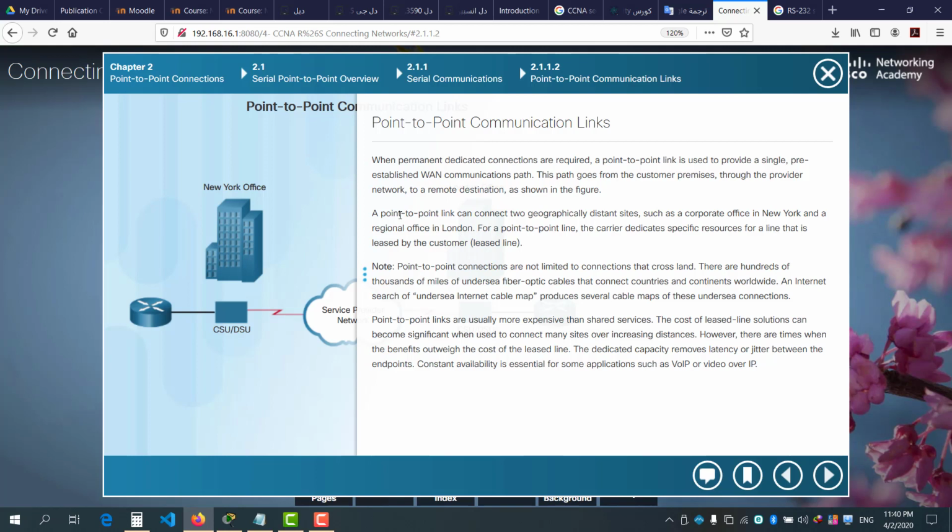What is the focus here in this slide? It is not a must that we use this line to make the point-to-point connection. We can use fiber optics, because we have a lot of different cables that can be used, especially fiber optics in the main lines. If you want to see the map, you can copy this statement, the undersea internet cable map, and search on Google, and you will have maps for all the communication links all over the world.